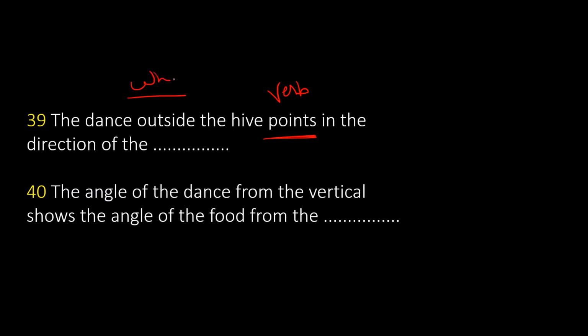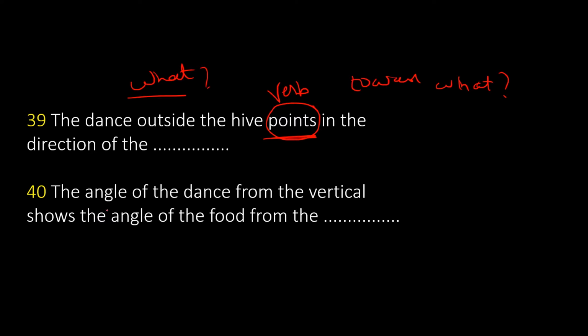What points towards what? Right? By understanding or creating these questions, you will be able to remember by answering these questions to yourself. You have to just remember the word points. So the dance outside the hive points in the direction of something. What points towards what? You have to remember just this much. You go back to the passage, you look for something points towards something. That means the dance outside the hive points towards the direction of something.